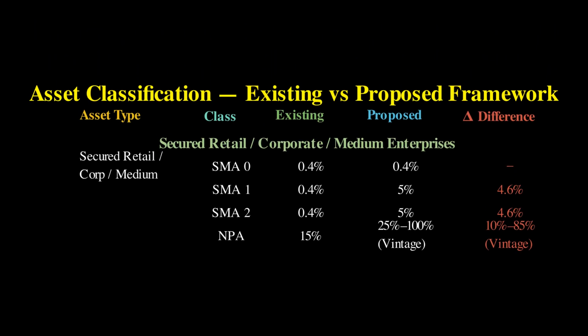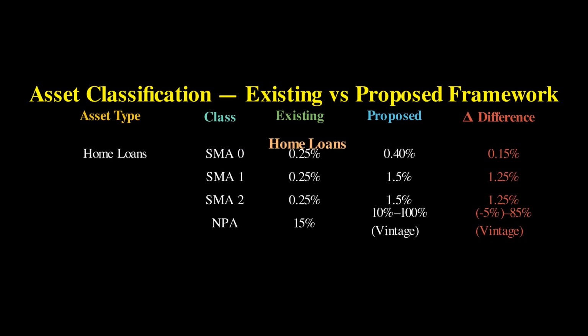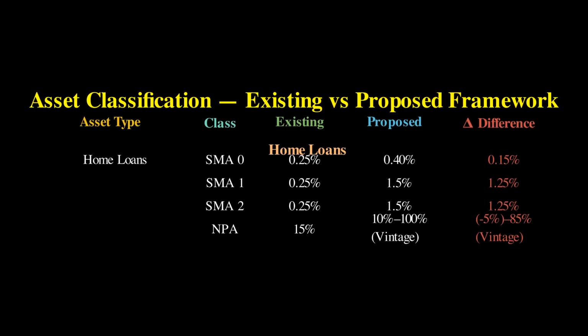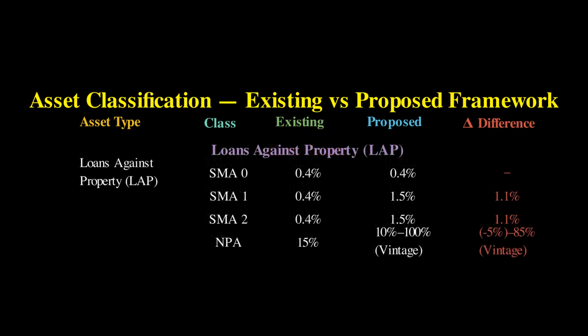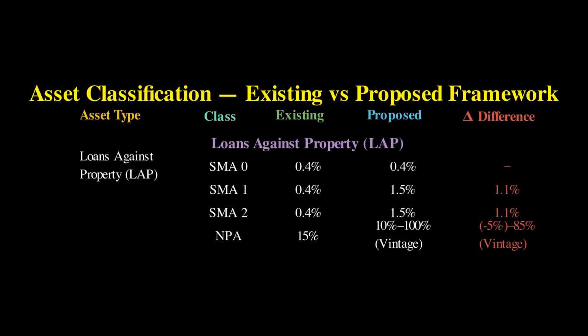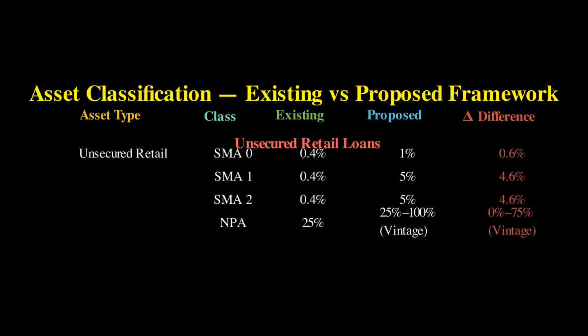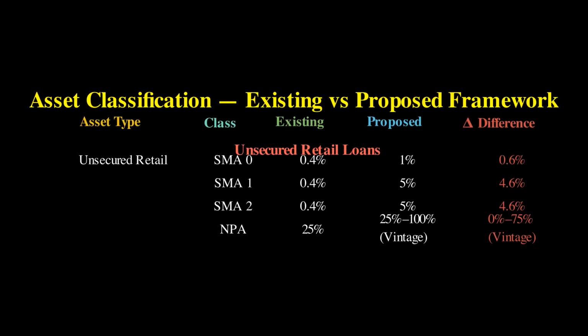A similar trend is visible under home loans also. Loan against property also continued a similar trend, with SMA 1 and 2 showing maximum delta. Unsecured retail loans again have a similar trend, but SMA 0 also has a marginal increase. So overall, stage 1, stage 2 and stage 3.